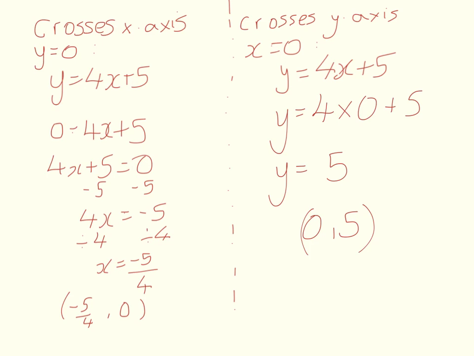So all we've done so far is find out where the equation crosses the x-axis. We set y equal to 0, and then we solved the equation. We did the same for the y-axis. When a line crosses the y-axis, the x-coordinate is 0, and we substituted that into our equation. We've now got the coordinates (-5/4, 0) and (0, 5).